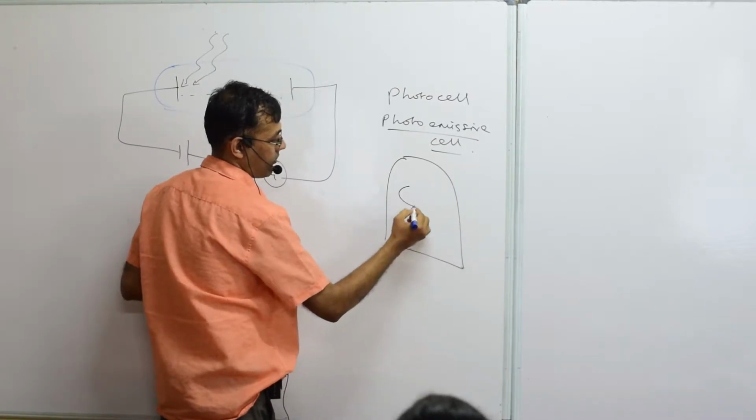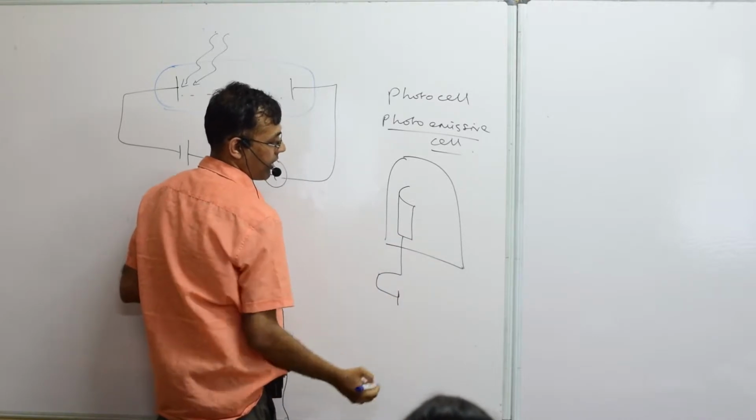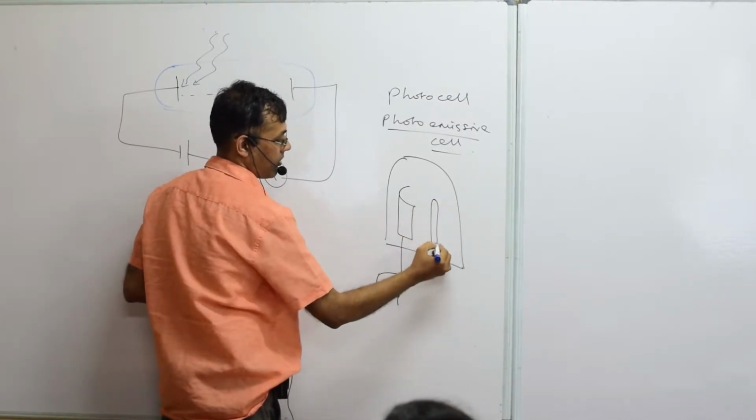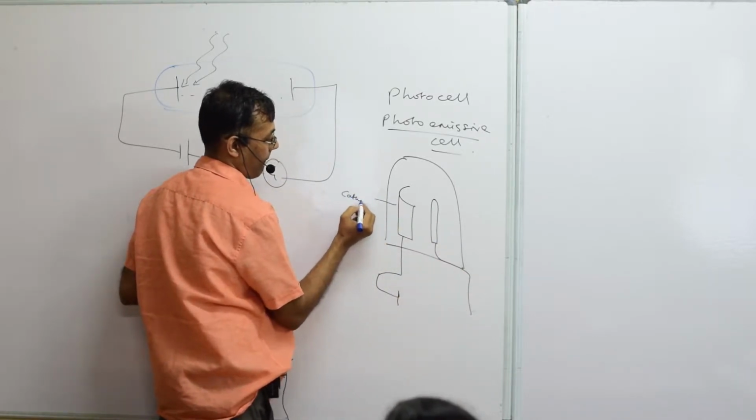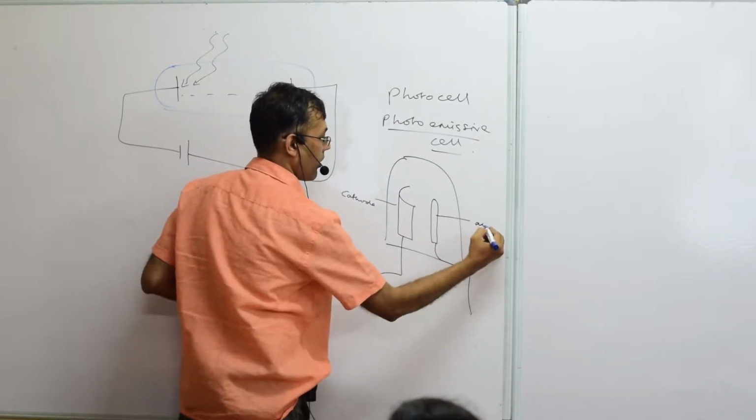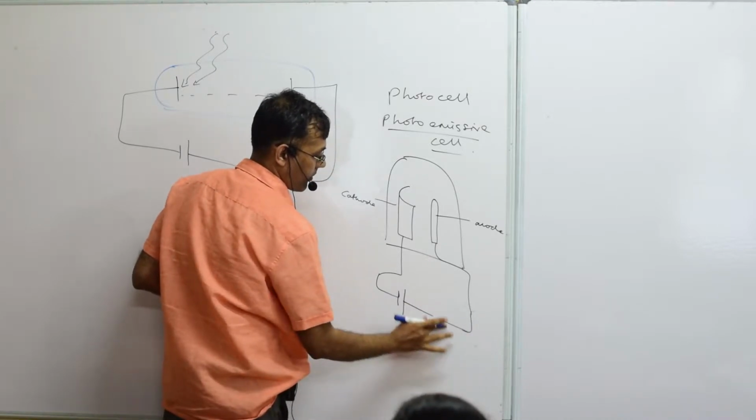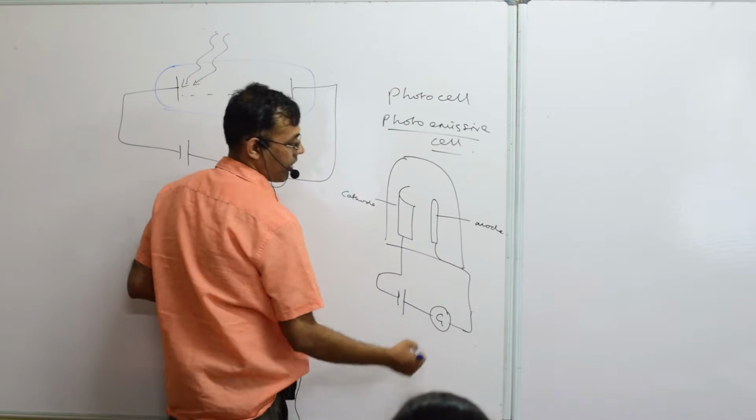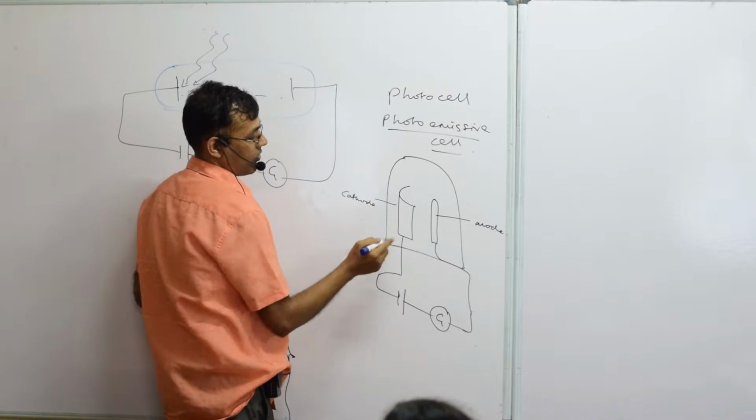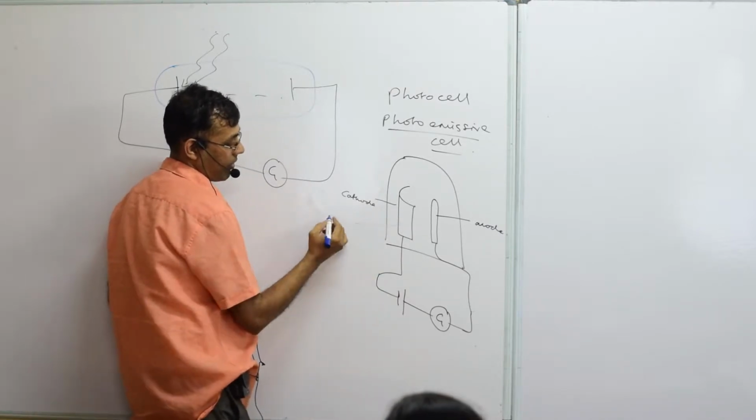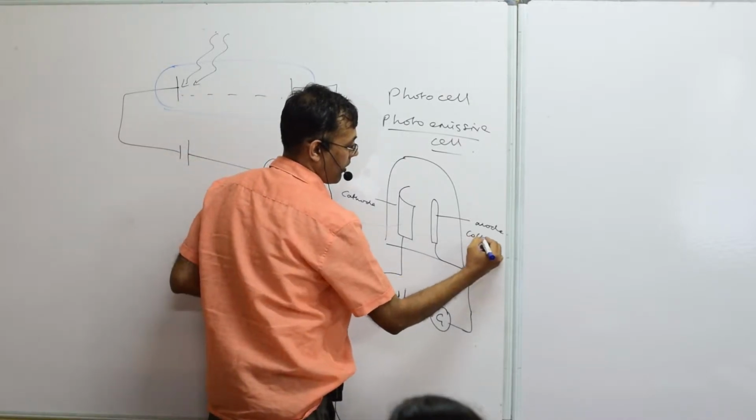And inside that you have a plate like this, which we will be connecting to the negative. And then there will be an axial thing called anode. So this is called cathode. This is anode, right? And if I had a galvanometer here, I'll be seeing the deflection. So sometimes this is referred to as emitter, and this is referred to as collector.